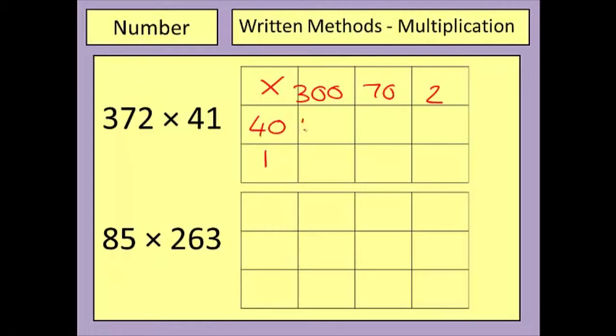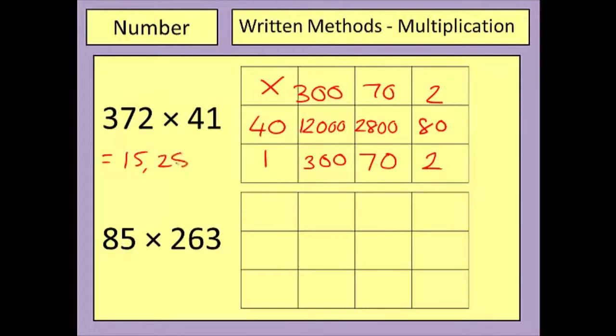3 times 4 gives me the 12, and I've got 1, 2, 3 zeros. 4 times 7 is 28 and 2 zeros to add in. 2 times 4 is 8 with the 1 zero. 300 times 1, we can do that. 7 times 1 is 7 with 1 zero, and 1 times 2 is 2. When I add up all of those values very carefully using my column addition method, I'm going to get the answer to this sum as 15,252.